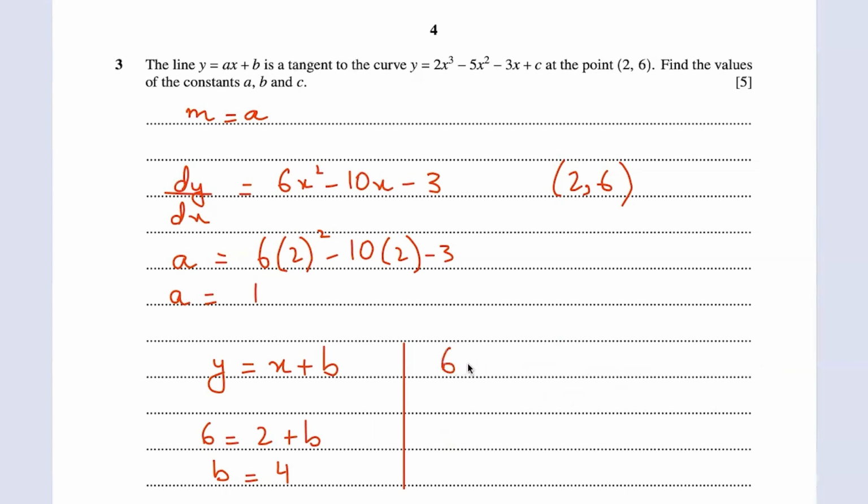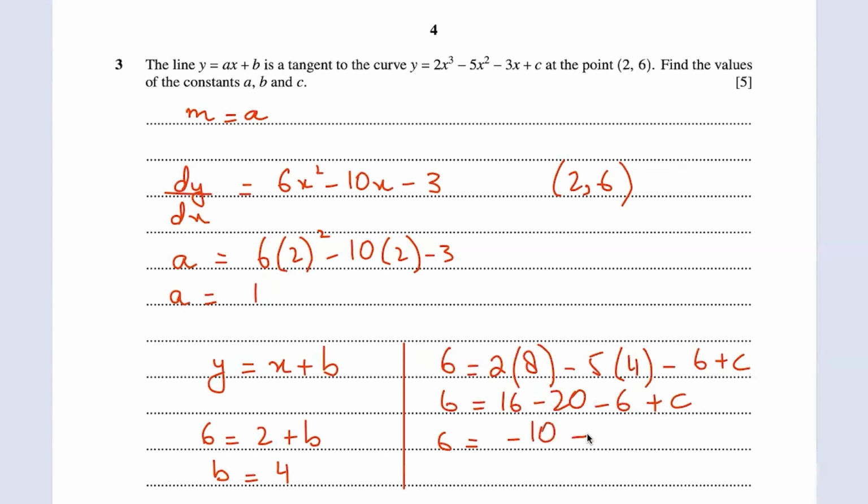So 6 = 2 times 2³, which is 8, minus 5 times 2², which is 4, minus 3 times 2, which is 6, plus c. So 6 = 16 − 20 − 6 + c. 6 = 16 − 20 is −4, −4 − 6 is −10, plus c. So c = 6 + 10, c = 16.